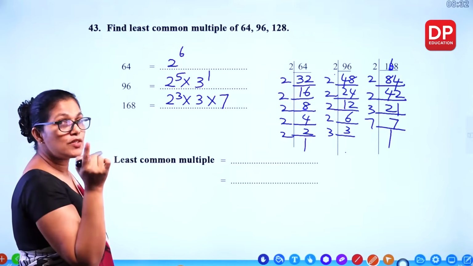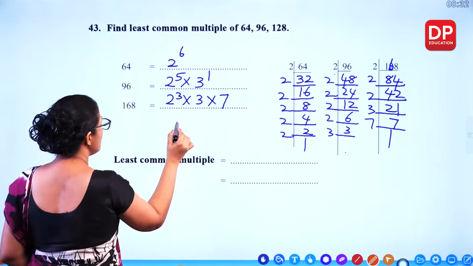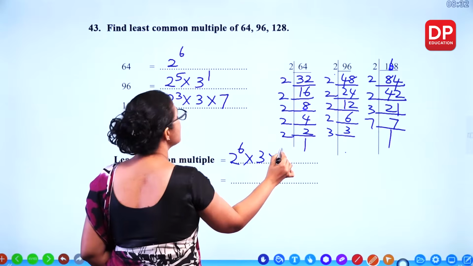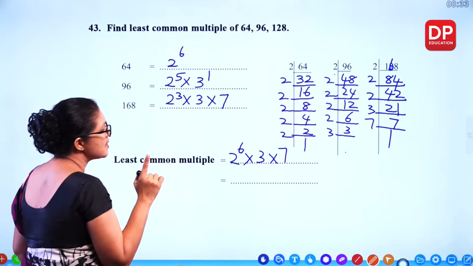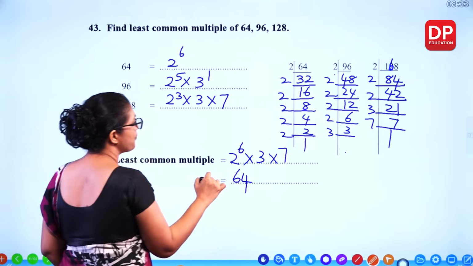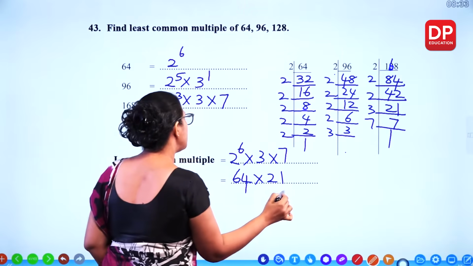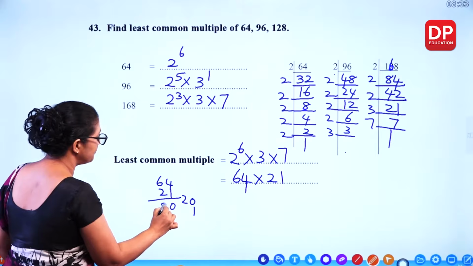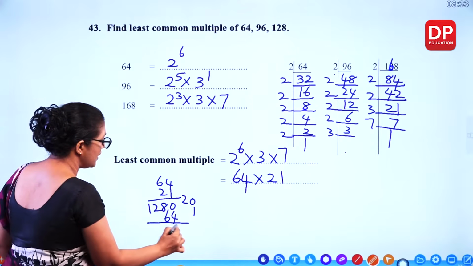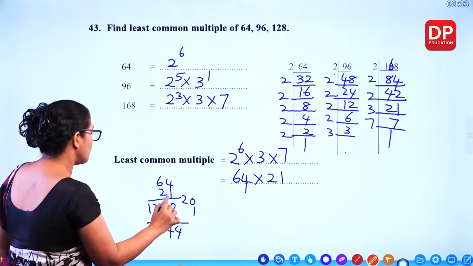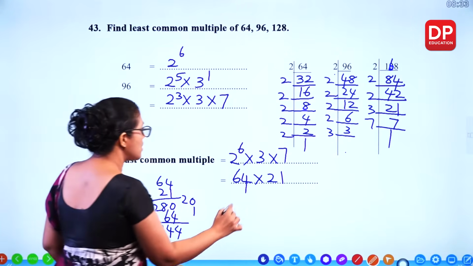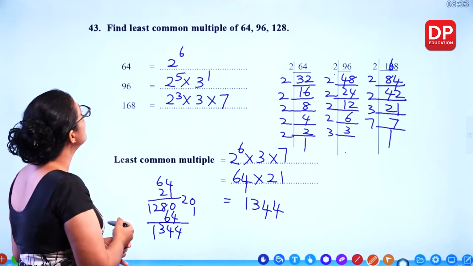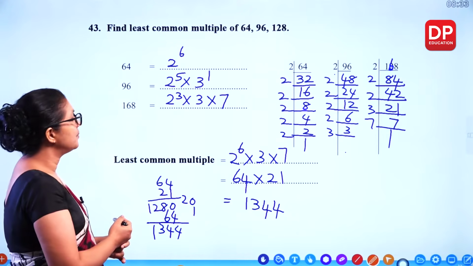Now when you take different numbers, when you take 2, the maximum power is 2 to the power 6. If you take 3, that's power 1, and 7. 2 to the power 6 is 64. 3 times 7, 21. So 64 times 21, what's the answer? Add it together. 1344 is the lowest or least common multiple.